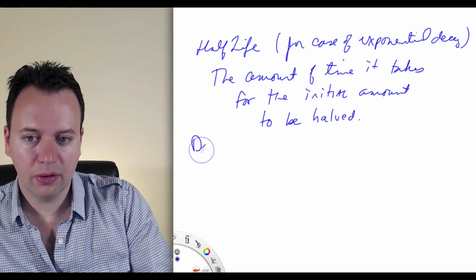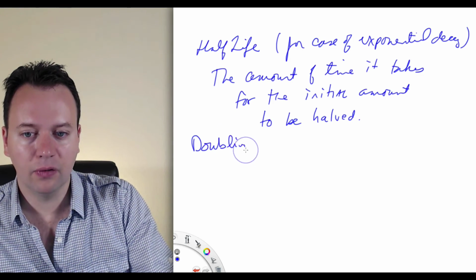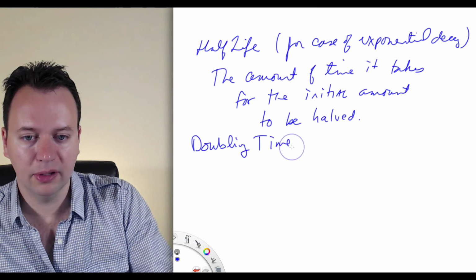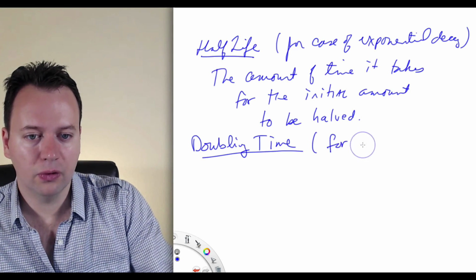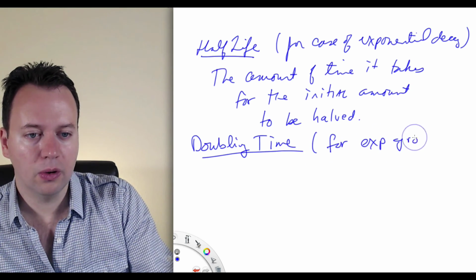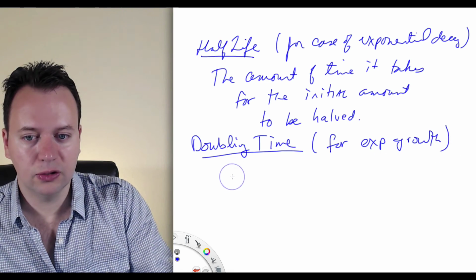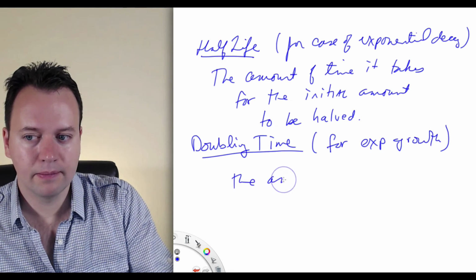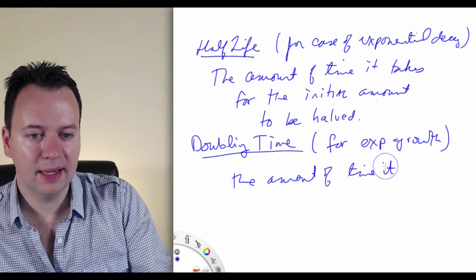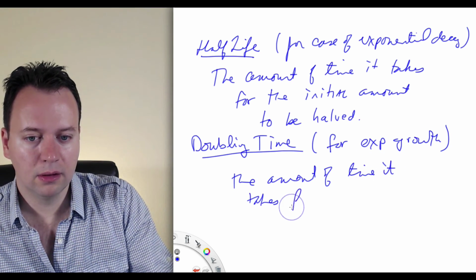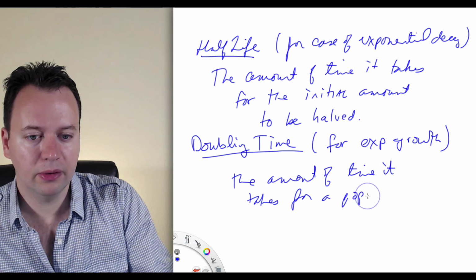And then there's a similar concept for exponential growth, and that's called the doubling time. So half-life and doubling time. Doubling time is for exponential growth, and like the name suggests, it's simply the amount of time it takes for a population to double.